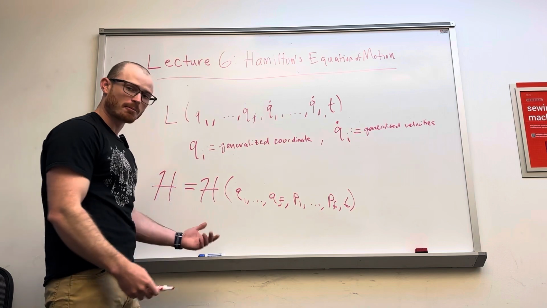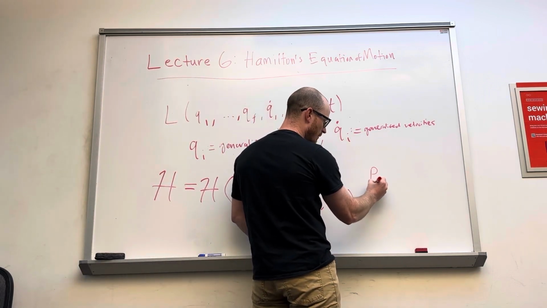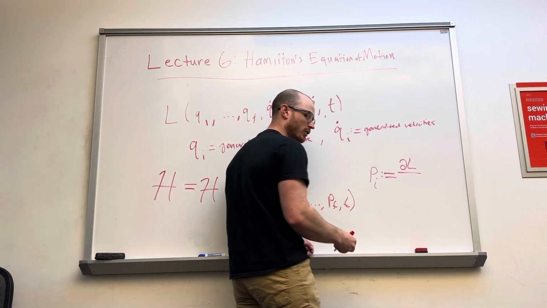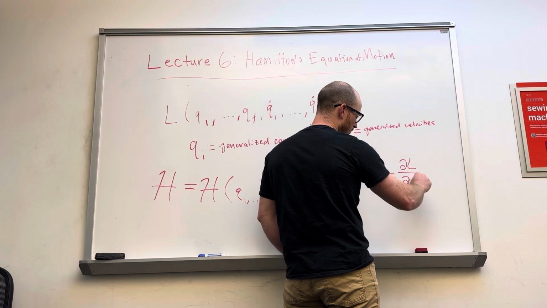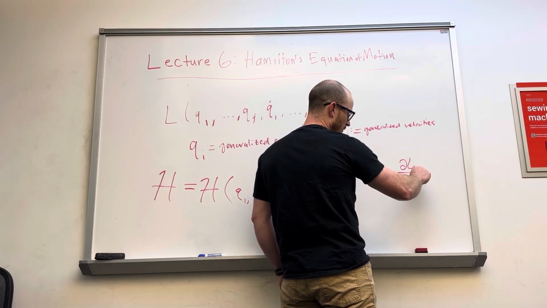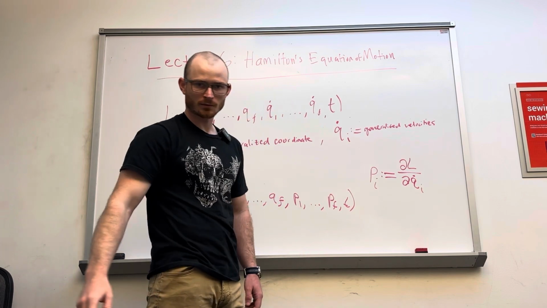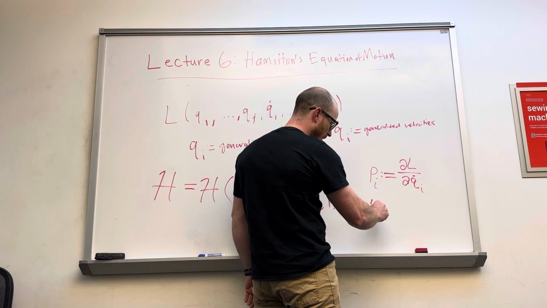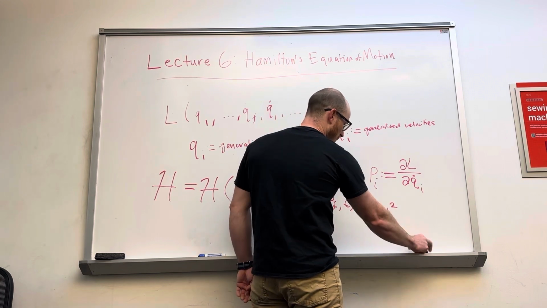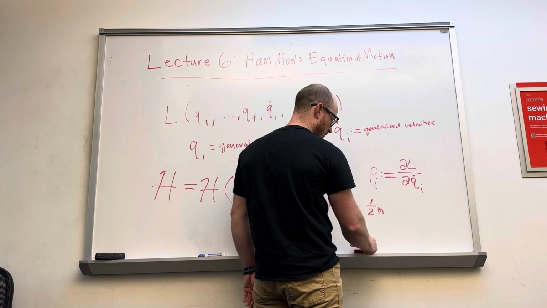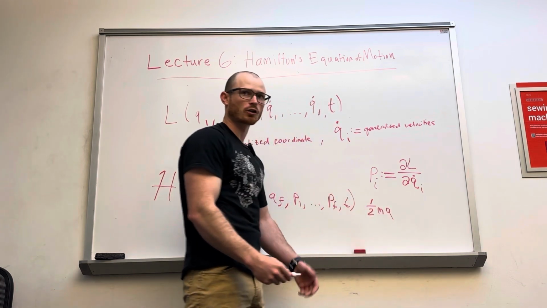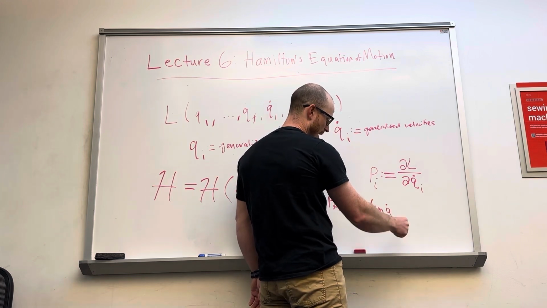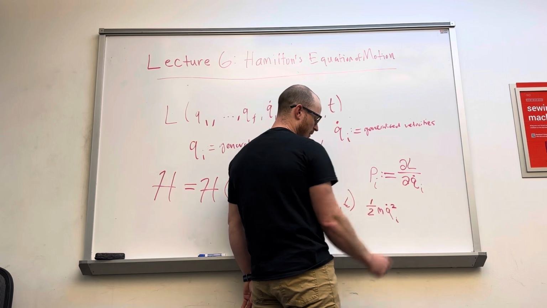Now recall that the momenta we defined from the Lagrangian as being equal to the partial derivative of the Lagrangian with respect to q dot. And we kind of gave a general argument. Imagine you have one particle moving. Its kinetic energy is 1/2 mv squared. Let's write it in terms of the q's and q dots. Let's say you have a particle moving. It has no potential energy part. So its Lagrangian is just 1/2 m q_i dot squared.